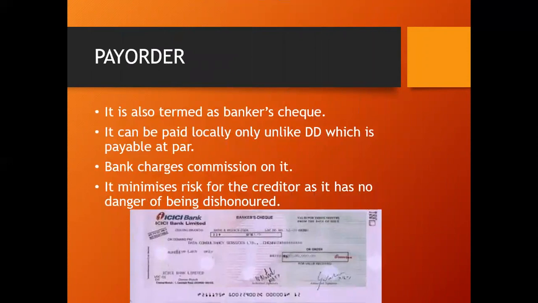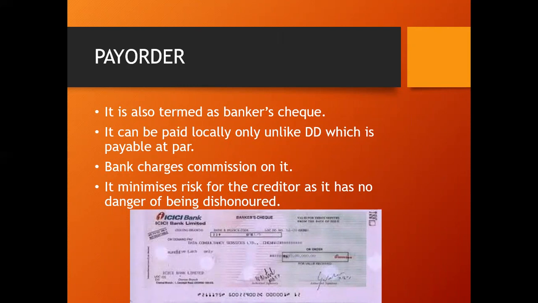Now, pay order. It is also termed as banker's check. It can be paid locally only, unlike DD, which is payable at par. Locally means, suppose you're in Delhi and you are getting this banker's check or pay order issued from your bank, so this will be paid locally. That means within Delhi only. So if you have to make payment to somebody in Mumbai, you have to get a DD made, not a pay order.